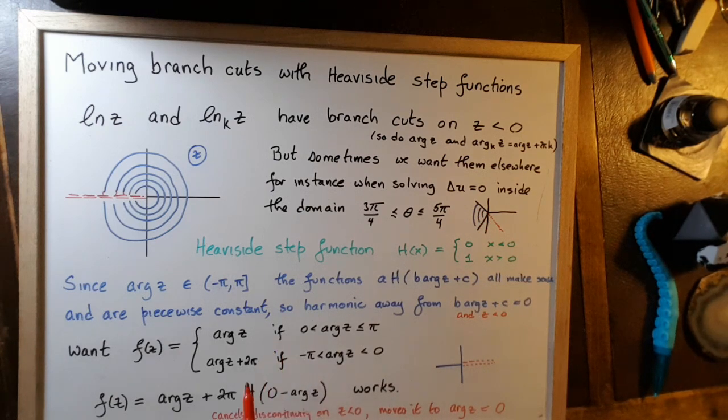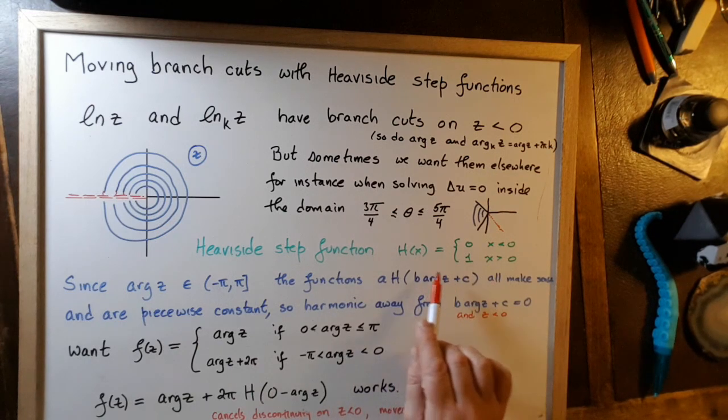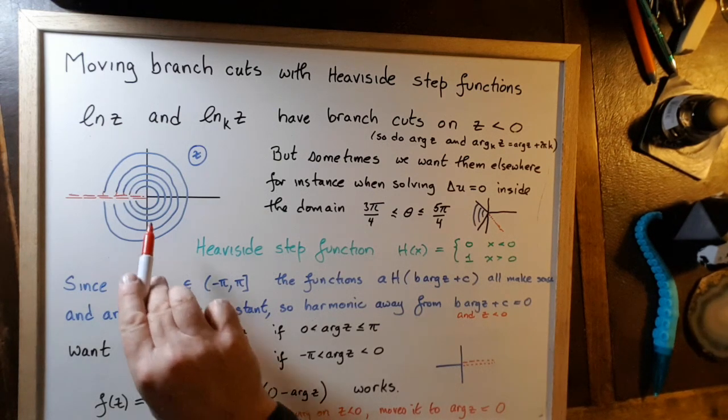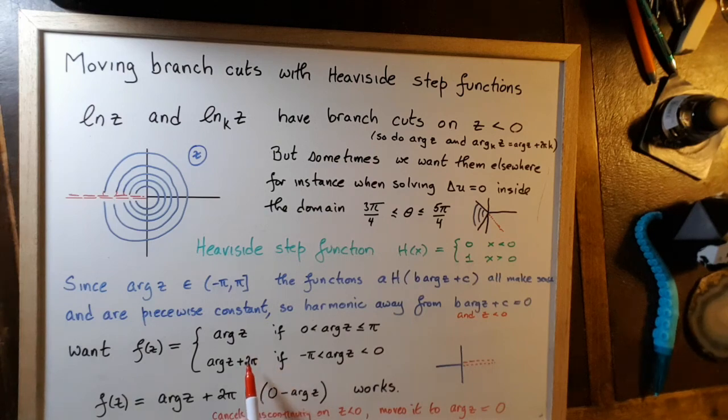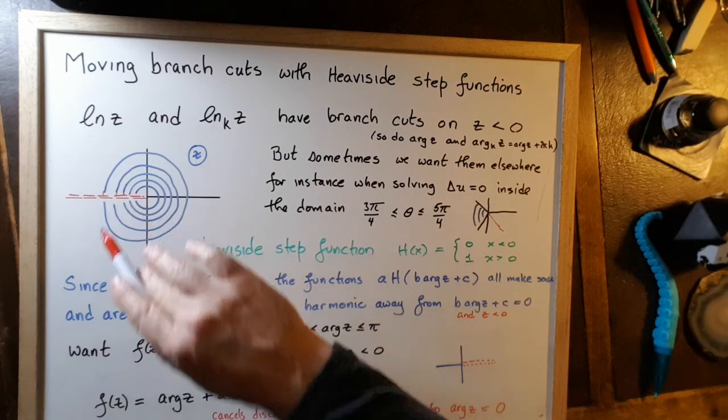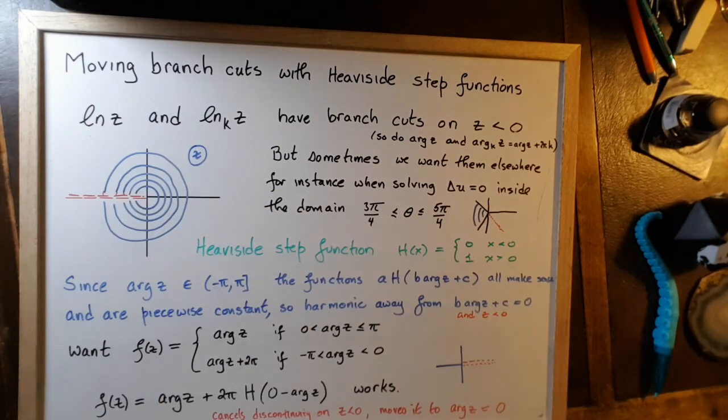Well, we can write that in terms of the Heaviside unit step function exactly this way. We'll choose a equal to 2 pi, and we'll choose c equal to 0, and we'll choose b equal to minus 1. And this thing cancels the discontinuity on the negative real axis because we have this jump of 2 pi, exactly canceling the jump down of 2 pi as we cross this way. And it moves the branch cut to arg z equals 0. So I'm really happy about that.